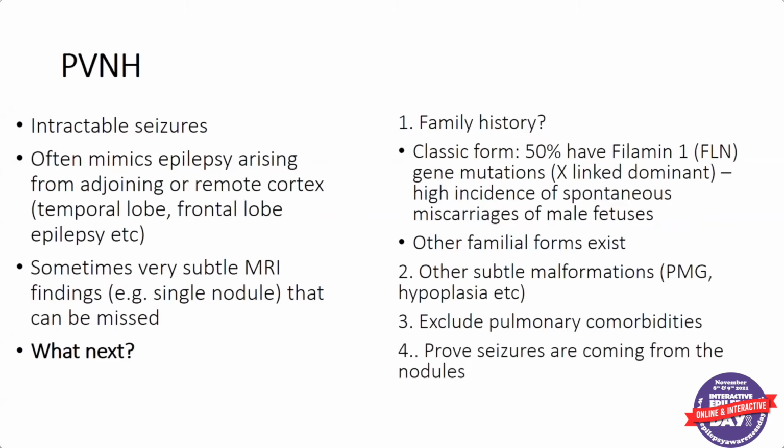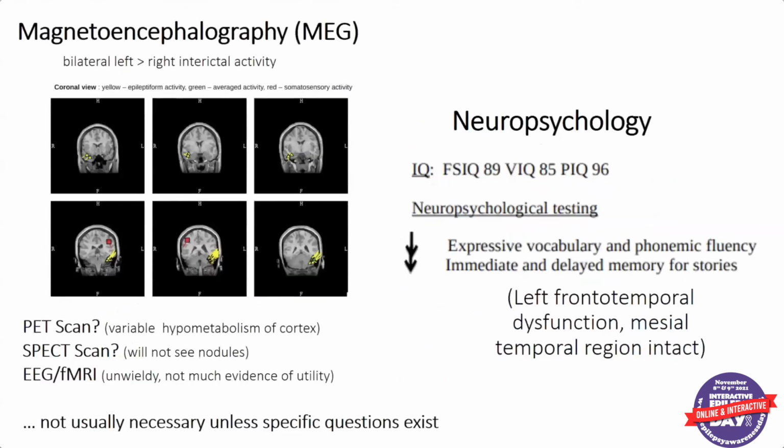Of course, we have to prove that seizures are coming from the nodules, and so we proceed to further investigations that give us more information as to what the true situation is. So a very important investigation is MEG, or magnetoencephalography. And in our patient, you can see that there are MEG clusters of epileptic activity on the left side, which is what our EEG indicated, but also on the right side where we know nodules are present. Here, the burden of disease seems to be more on the left side than the right side.